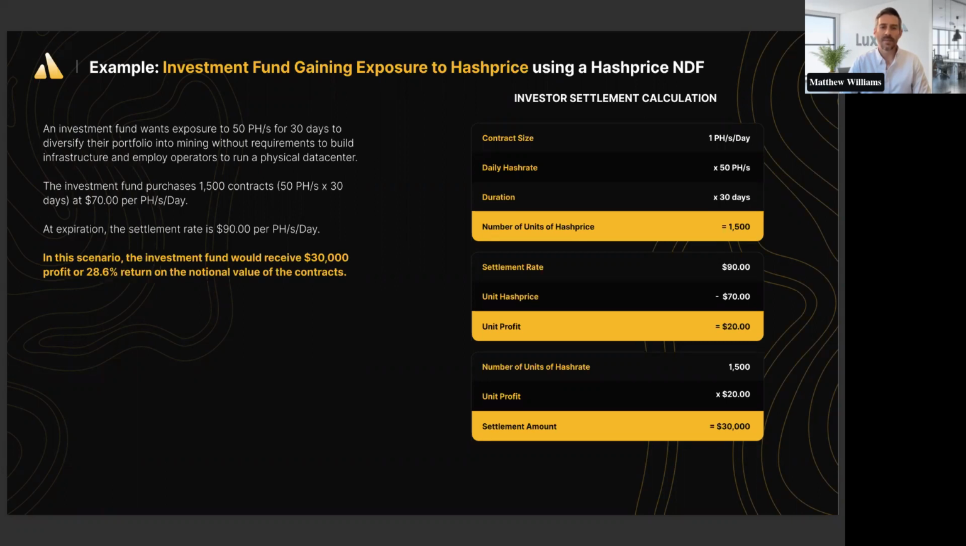The key differentiator here is it's important to understand that you do not need to own hash rate in order to trade these NDFs. Regardless if you're buying or selling, this can be a tool for exposure or to manage your risk.